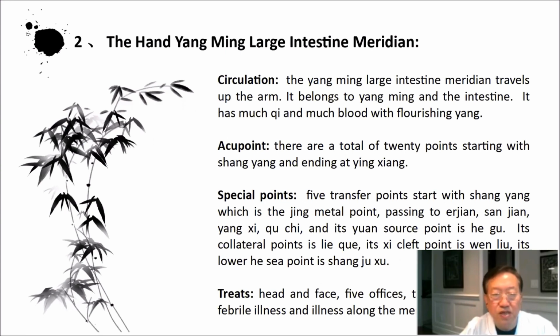2. The Hand Yang-Ming large intestine meridian. Circulation. The Yang-Ming large intestine meridian travels up the arm. It belongs to the Yang-Ming and the intestine. It has much qi and much blood with flourishing yang. Acupoints. There are a total of 20 points starting with Shangyang and ending at Yingxiang.